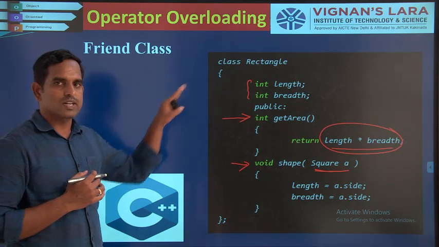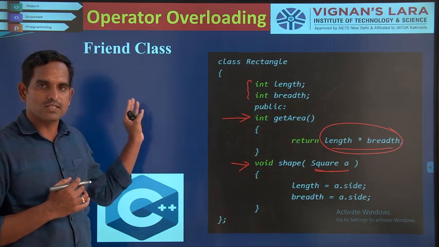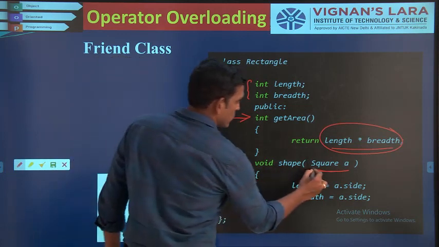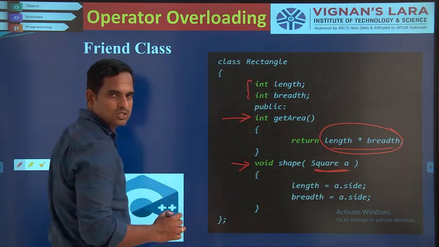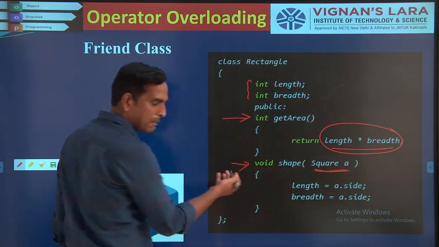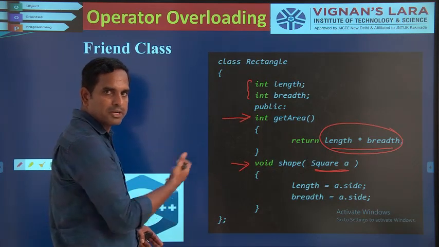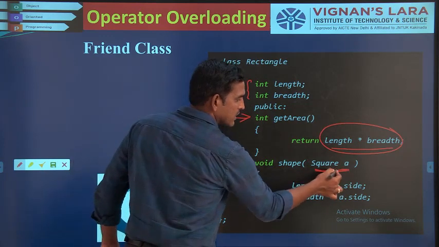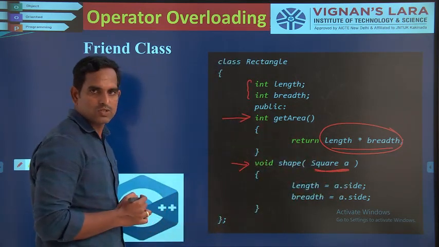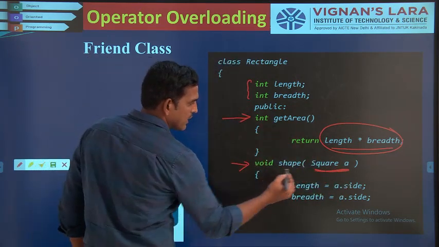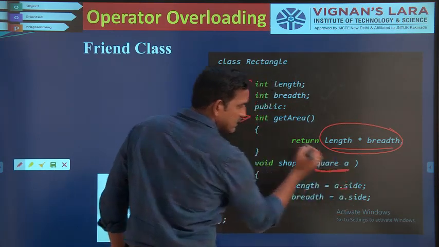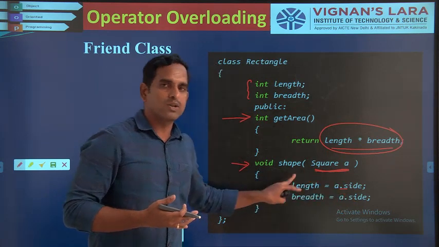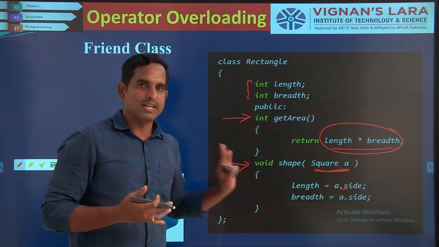Inside the shape method, if you see, I am taking one object of your square. Since your rectangle is a friend of your square class, it can use this particular statement here. The square object will be passed as an argument while you are calling the function. I am taking square dot side, whatever the square object which you pass, and assigning that side value to length as well as breadth.